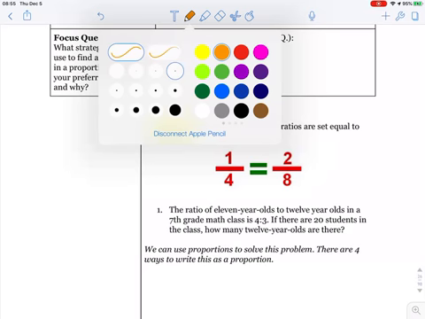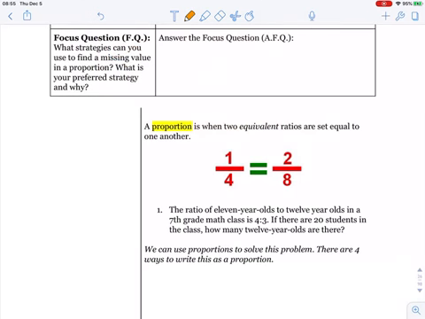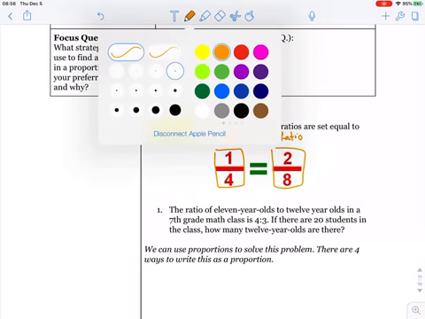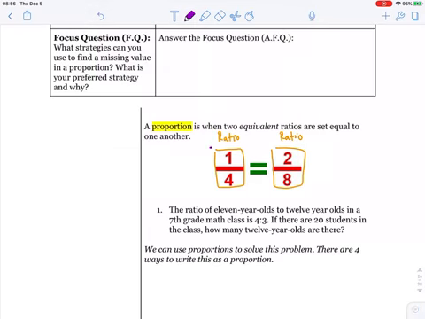So this, individually, this here, that's a ratio. And this here is also a ratio. Now, when you put them together and you make them equal to each other, like they are here, when they are equivalent ratios, they become a proportion. So together, they're a proportion. Separately, they're just ratios that are set equal to each other.